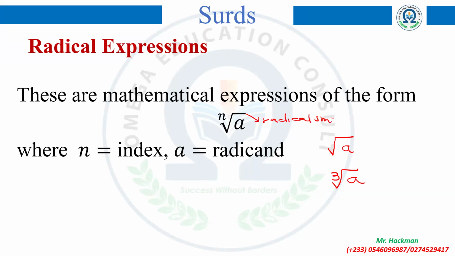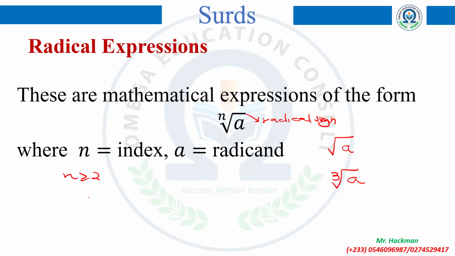So you can see that the name of the expression comes from the name of the sign. So radical expression, this is a radical. For a radical expression, your n can be any value, but usually we use positive integers, and we'll always say that n must be greater than or equal to 2.